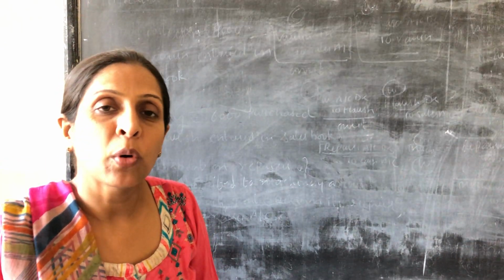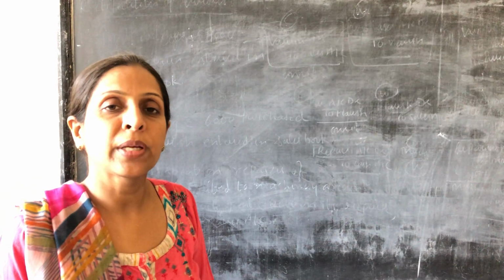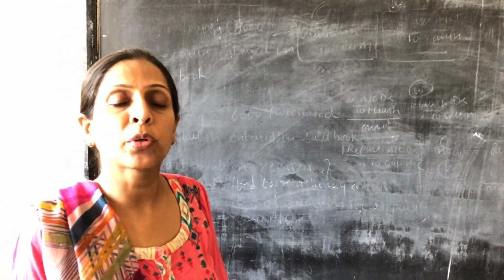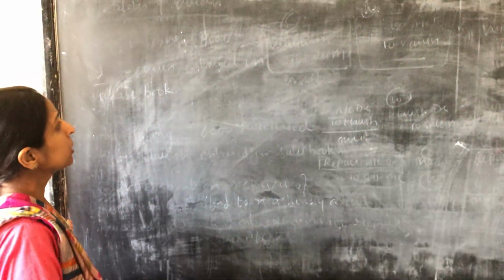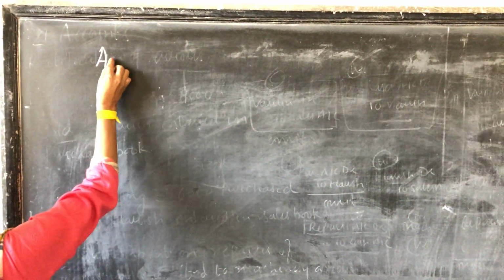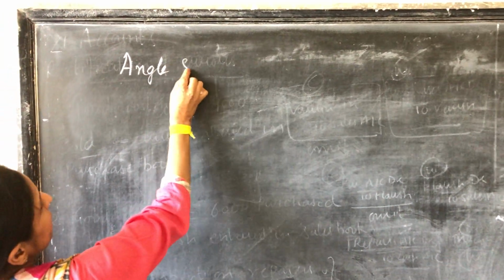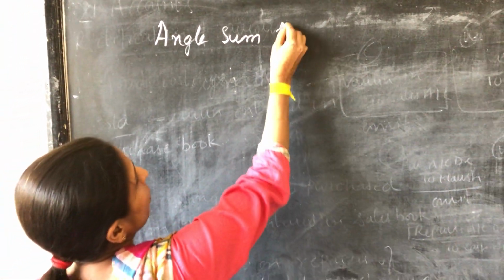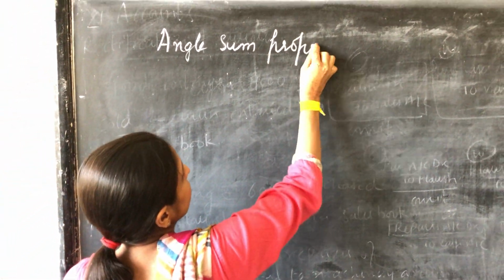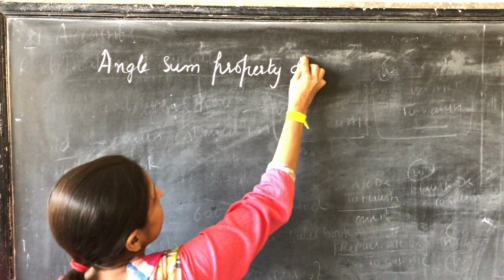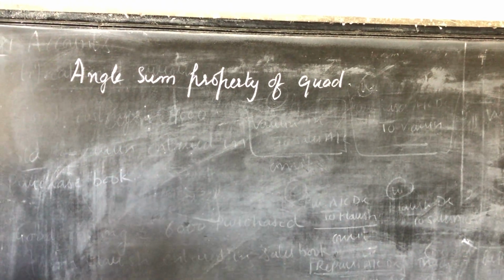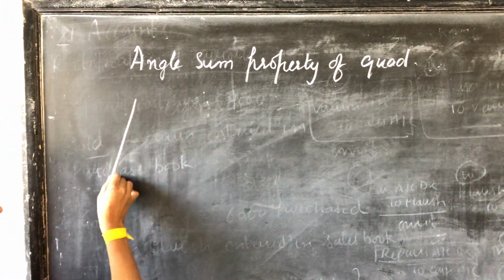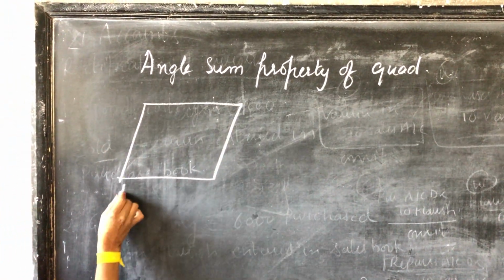I hope you have gone through those properties, and today we are going to do a few questions related to chapter 8. Right? So the first is the angle sum property of quadrilaterals. So what is that property? A quadrilateral we are having.